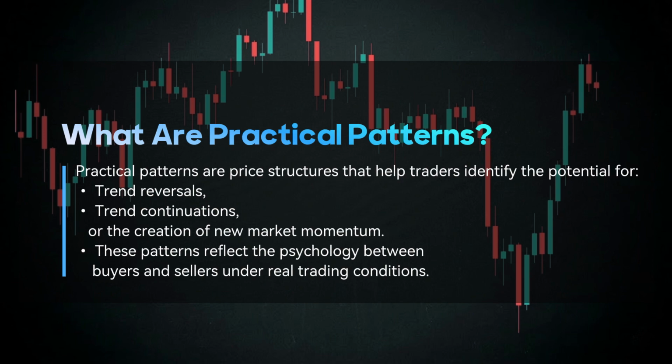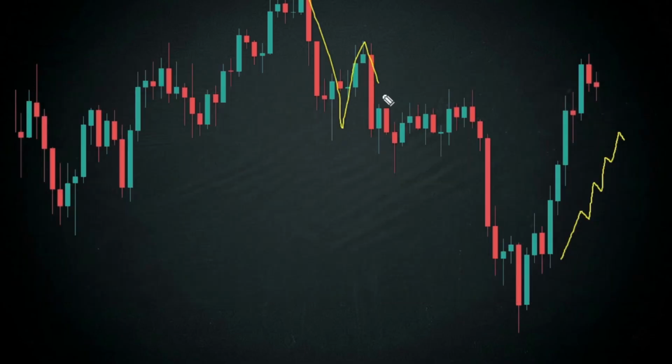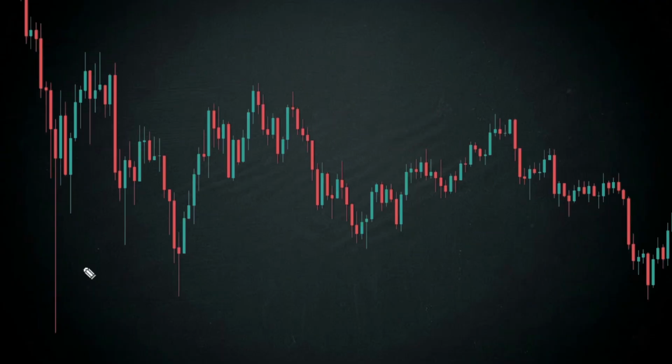Then we have 3 candle patterns, such as the morning star, which signals a bullish reversal, and the evening star, which signals a bearish reversal. You can imagine them like a 3-act play. Act 1. One side is dominating. Act 2. A doji or pin bar appears, showing hesitation. Act 3. Boom, a huge candle appears, confirming that the entire situation has completely reversed.